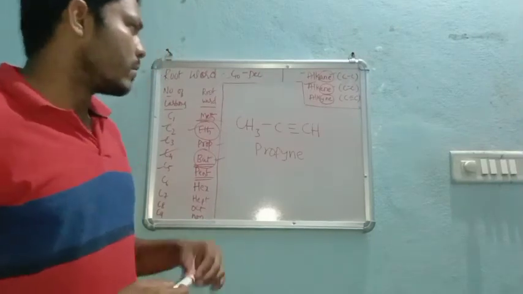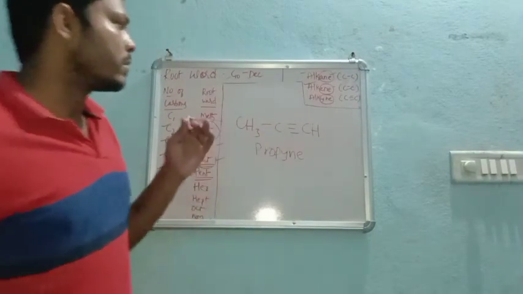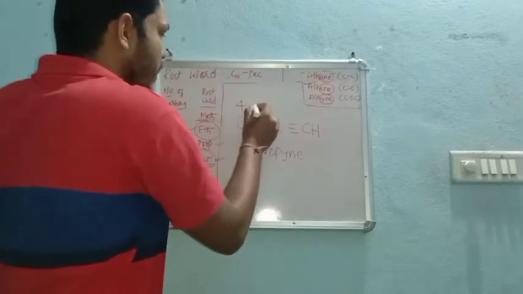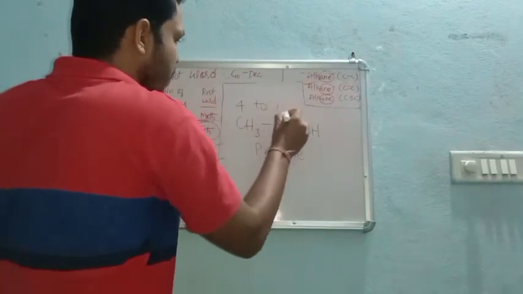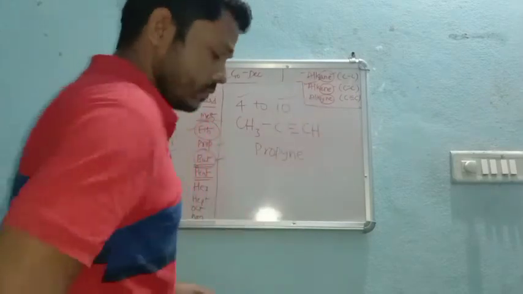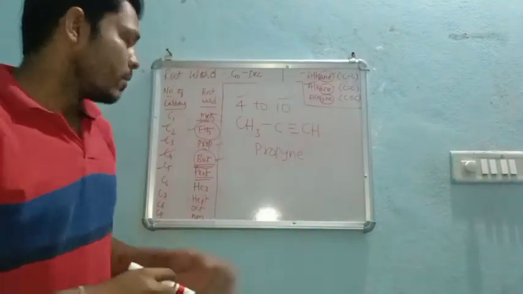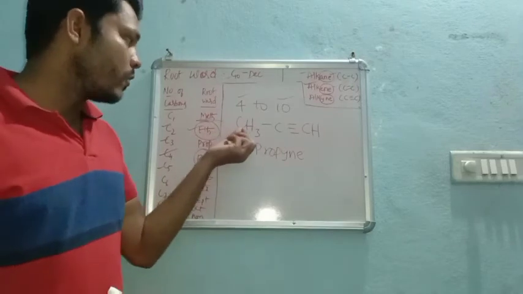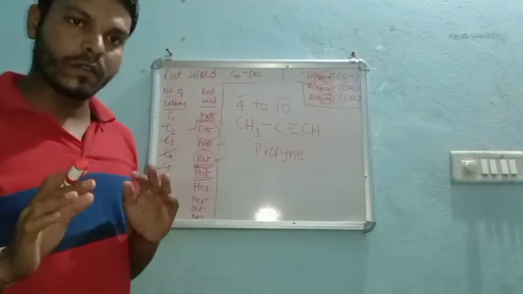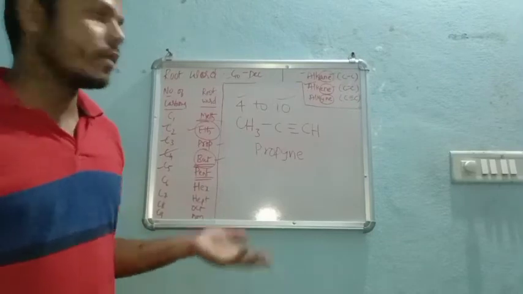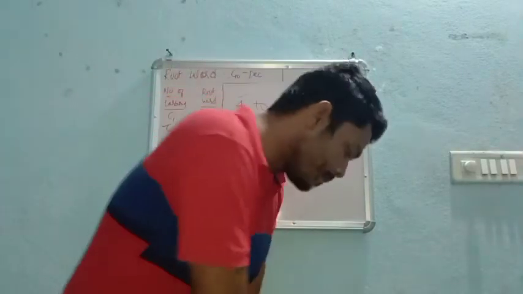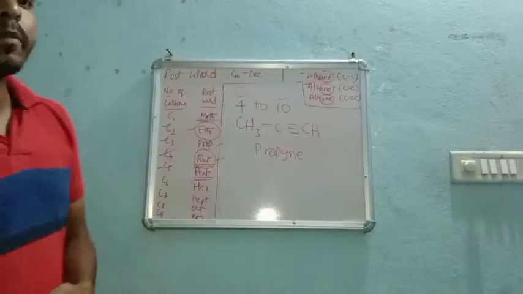Again, for alkyne type of unsaturation, take compounds from the 4th carbon atom to the 10th carbon atom and name them. First, check the valency before naming the compound, whether it is correct or not, and then try to name them likewise, like how I did, right? So this is all about the IUPAC nomenclature.